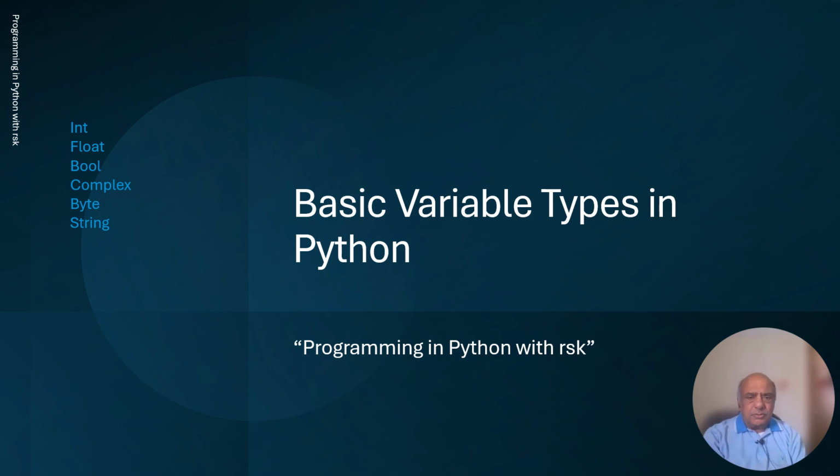In this video, we are going to see basic variable types in Python. Well, the variable types are listed here: int, float, bool, complex, byte, and string. One by one, we will see how these variables are used in the program.